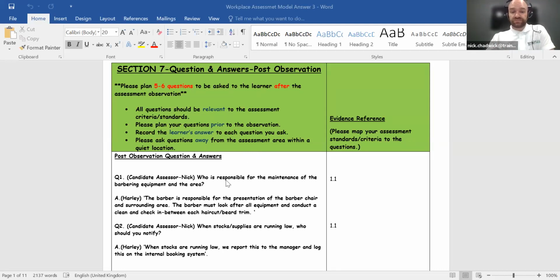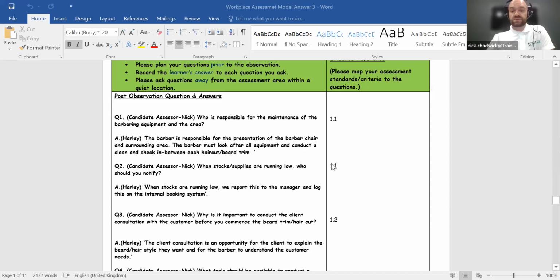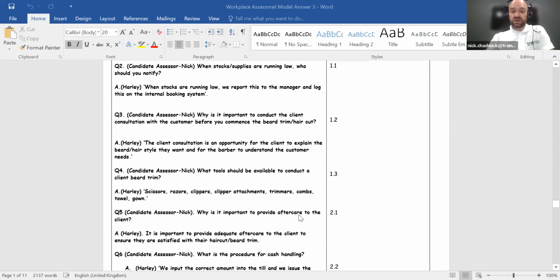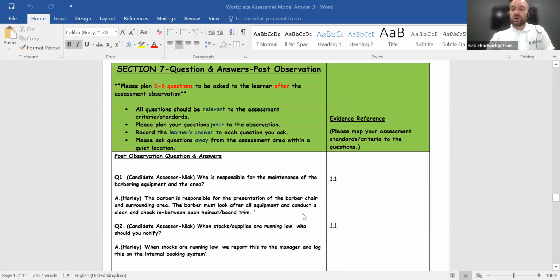As we can see, all of my 6 questions are mapped to my criteria as well. So what that means is that all questions are relevant to the qualification criteria. So I am not asking any questions which are going to confuse the learner. We don't want that to happen. So when it comes to your own questions, always make sure that they're relevant to the criteria.